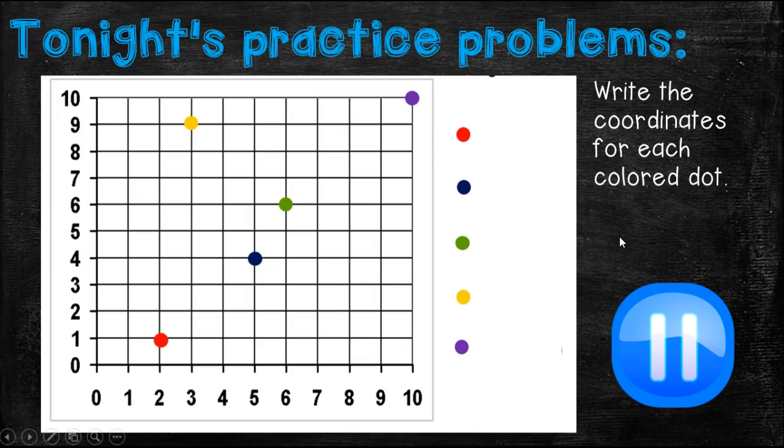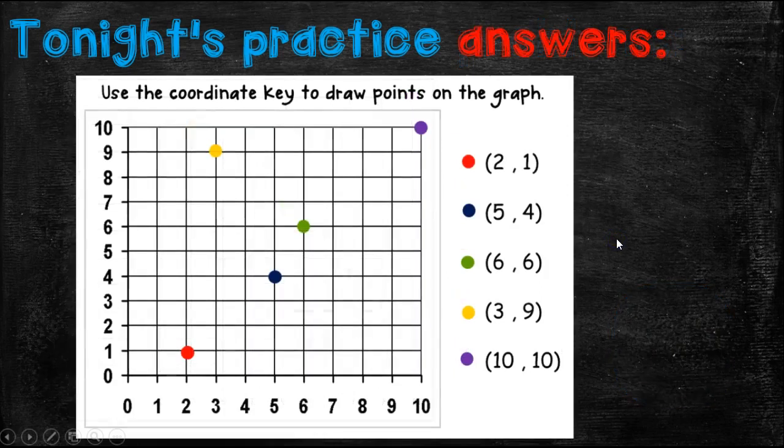Coming back in 5, 4, 3, 2, 1. Okay, here are your answers. The red dot is at 2 and 1. The blue dot is at 5 and 4. The green dot is at 6 and 6. The yellow dot is at 3 and 9. And the purple dot, well, that's at 10 and 10.